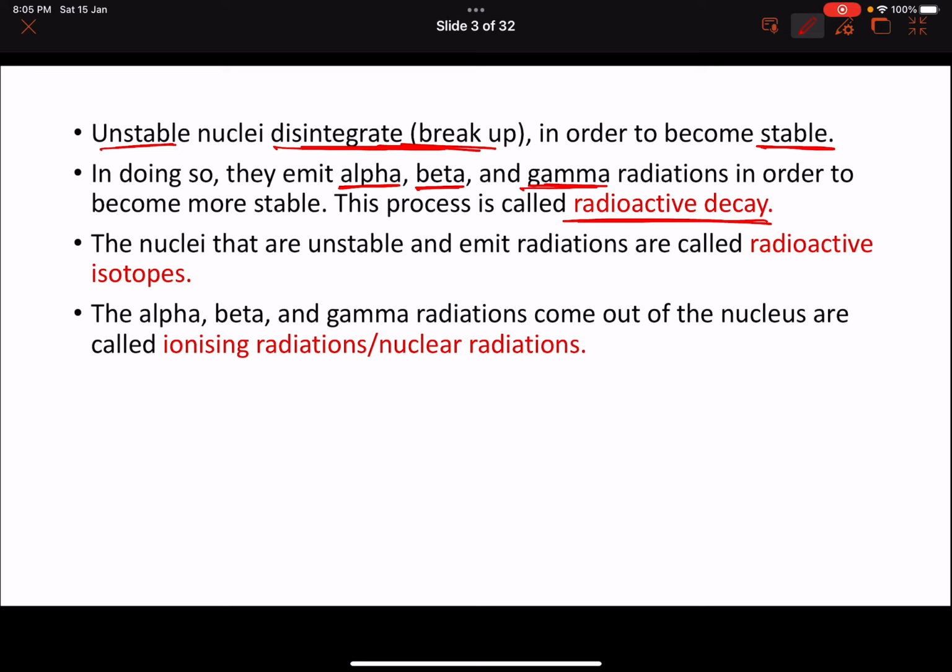And the nucleus that is unstable, the nucleus that is emitting the radiations, is called the radioactive isotope or the radioactive nucleus. Now the alpha, beta, and gamma radiations that come out of the nucleus are called ionizing radiations or nuclear radiations.